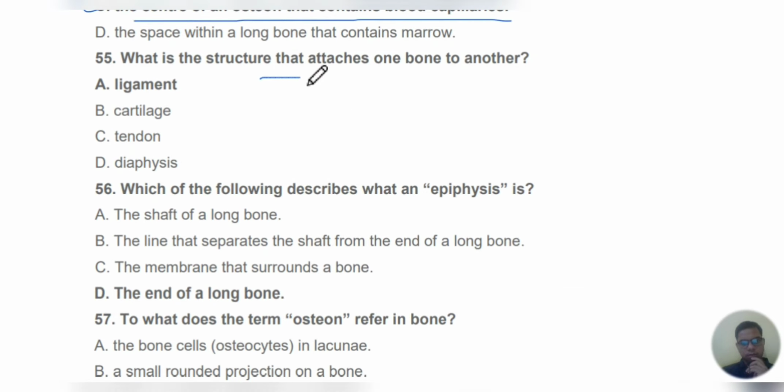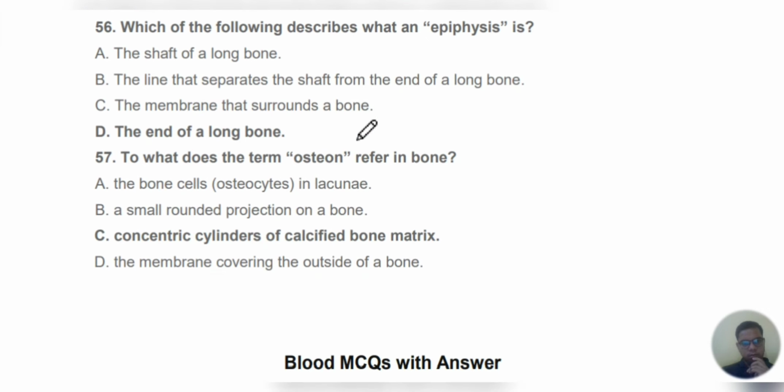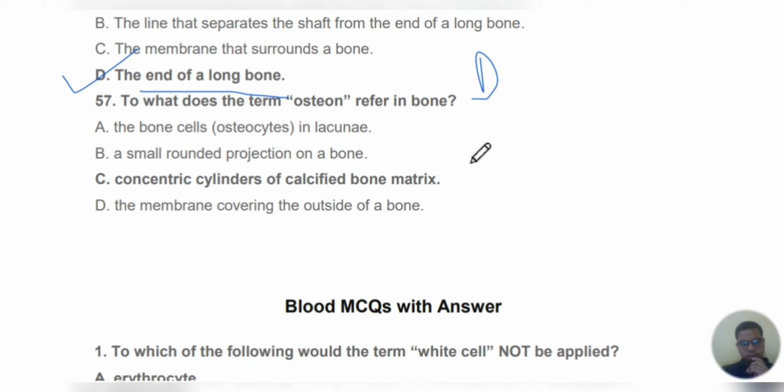Okay, next is 55 question number. What is the structure that attached one bone to another? The answer is A, ligament. Okay, next is 56 question number. Which of the following describe what an epiphysis is? The answer is D, the end of the long bone.